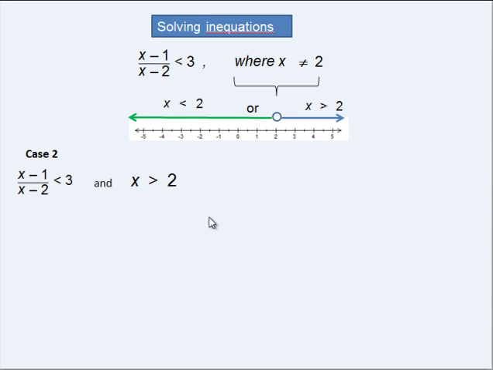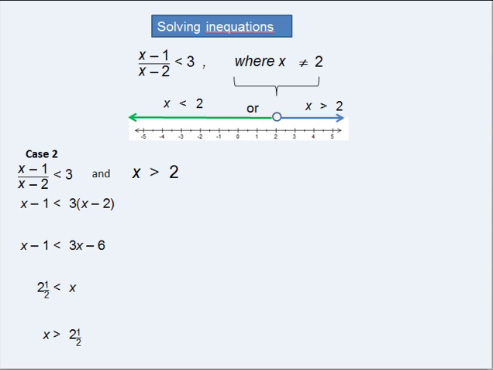Now let's look at case 2, where x is greater than 2 and the fraction must still be less than 3. Okay, now in this case we don't have to worry about x - 2 at the bottom being a negative value, so we can just solve normally and we get that x in this case must be greater than 2.5 and x must also be greater than 2. Let's see how this looks on the number line.